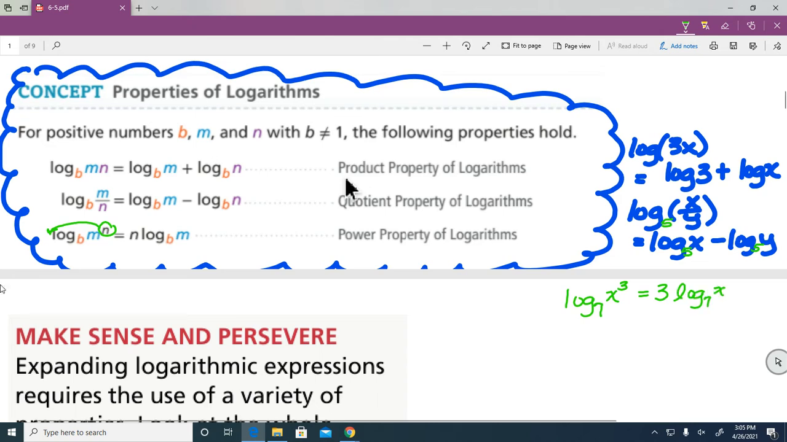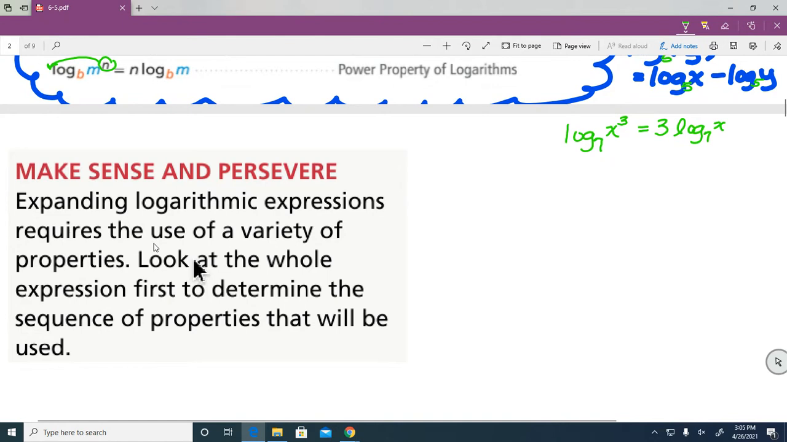Now, whenever you apply these properties, sometimes it will require the use of a variety of properties. You might have to use one of the properties above, two of the properties, or all three. So make sure you look at the whole expression first to determine the sequence of properties that will be used.